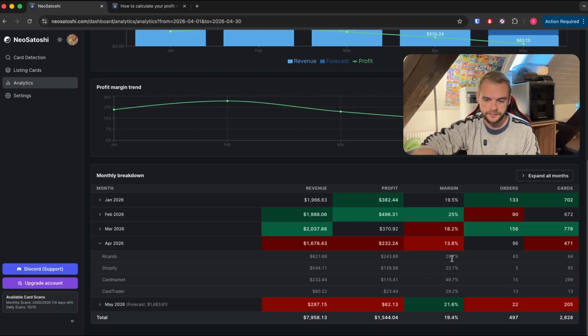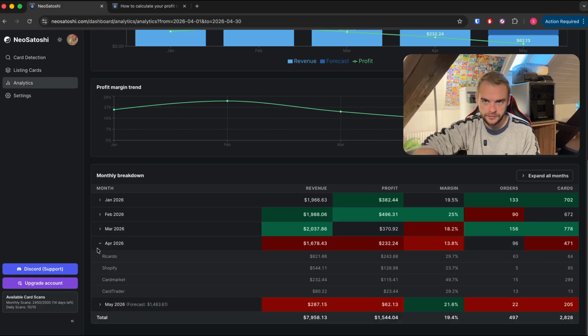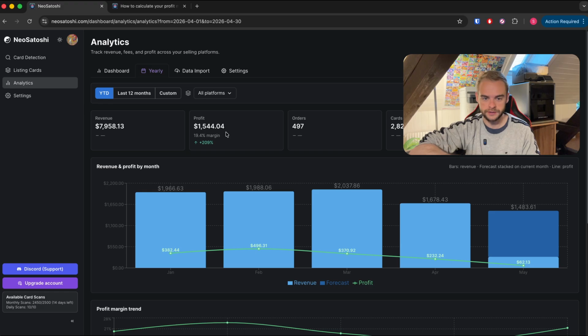I think Shopify is a bit lower, but it might also be affected by this month. You can see Shopify this month was higher, because I also sold, I think, more bulk cards. And I think I got a refund on Shopify because of a lost shipment, and this maybe pushed it down a bit as well. So this is what my profit margin looks like on my selling business. This was my revenue and my profit until now.